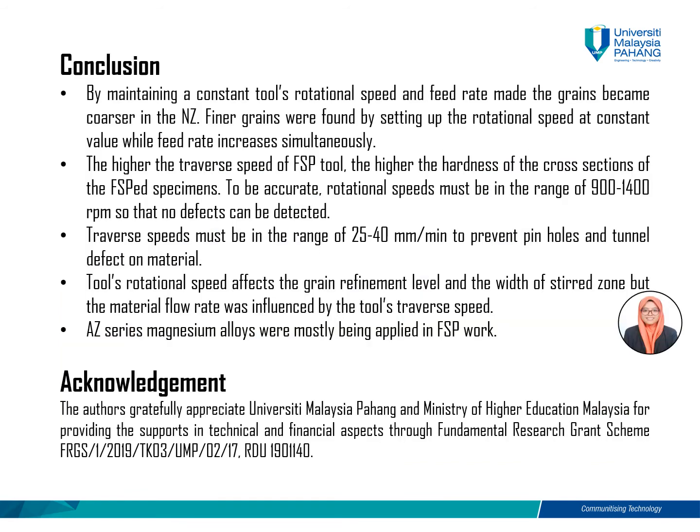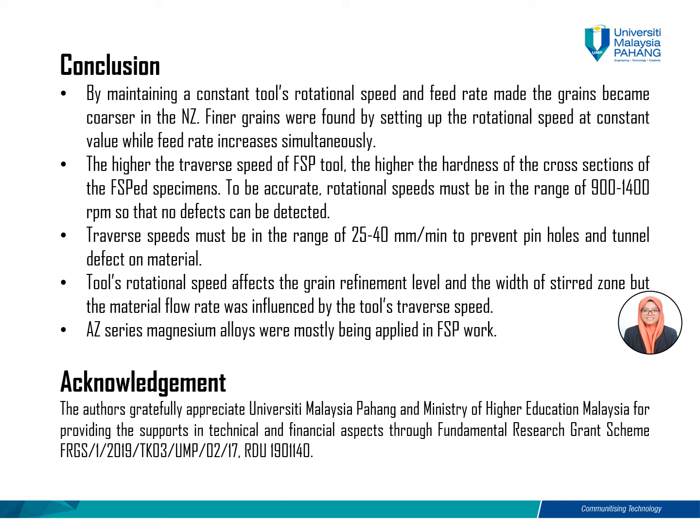To improve the mechanical properties of magnesium alloys, it can be concluded that maintaining a constant tool rotational speed and feed rate made the grains coarser in the nugget zone. Finer grains were found by setting the rotational speed at a constant value while the feed rate increased simultaneously. The higher the traverse speed of the FSP tool, the higher the hardness of the cross sections of the FSP specimens. The condition leads to a better profile.